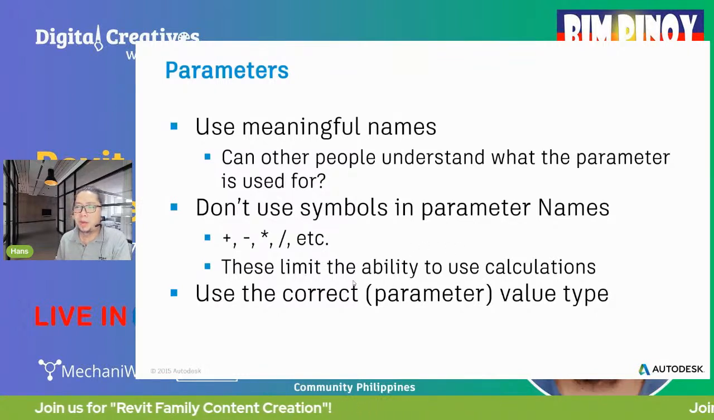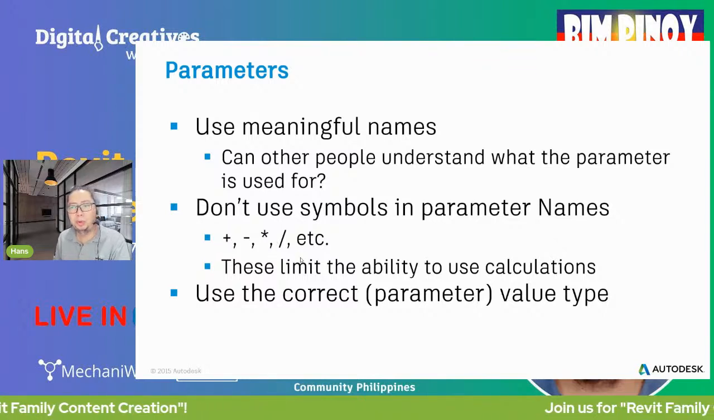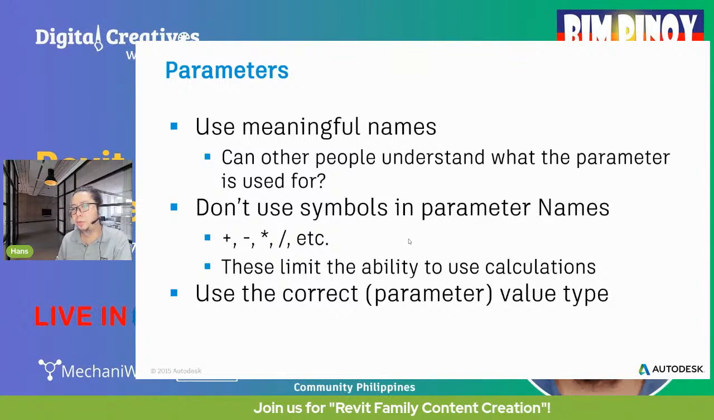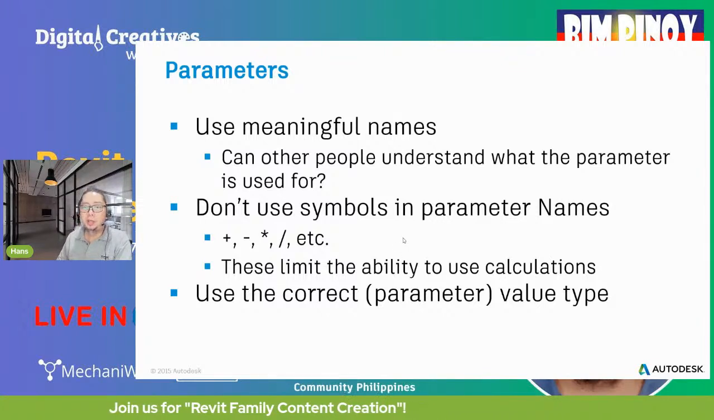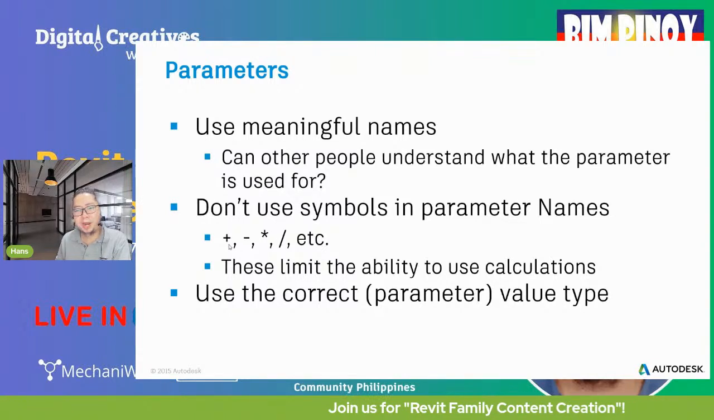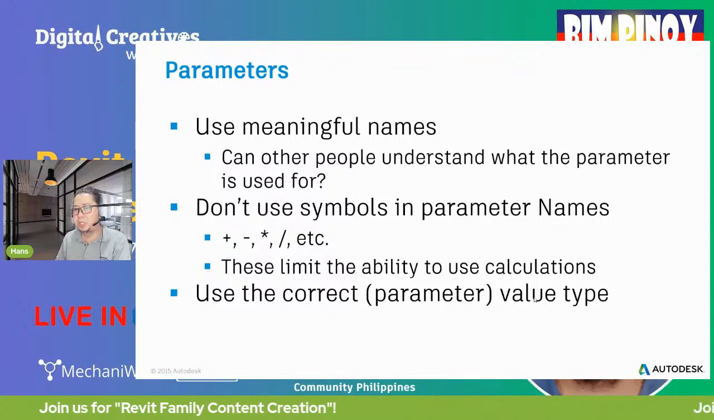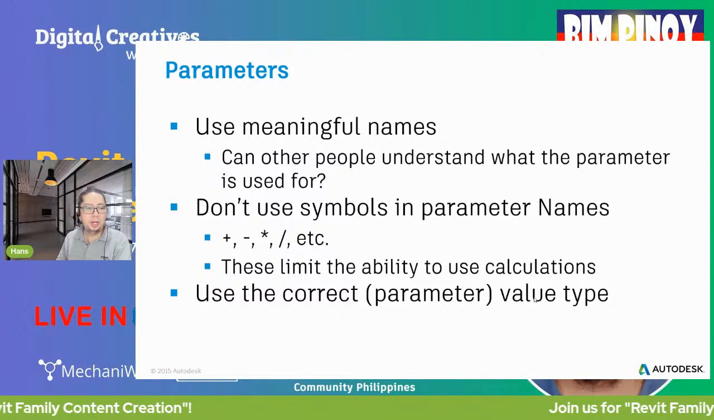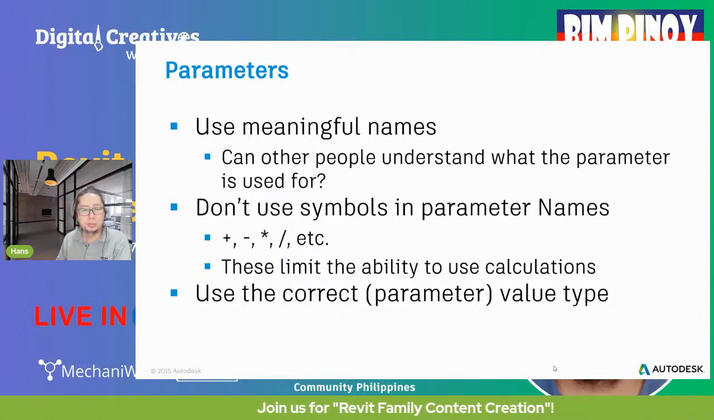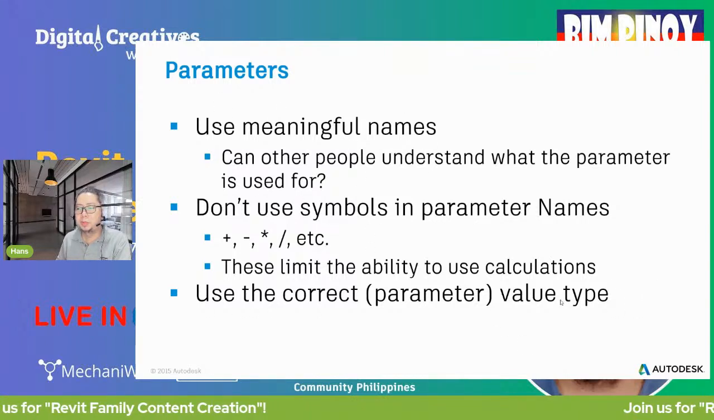And don't use symbols in parameter names, like plus or minus. All of those mathematical symbols, don't use them in your parameters, because it will be confusing if someone uses a formula for the parameter. So use the correct parameter value type. If it is a furniture, it should be in a furniture parameter. It's furniture templates. So use the correct parameter value type.